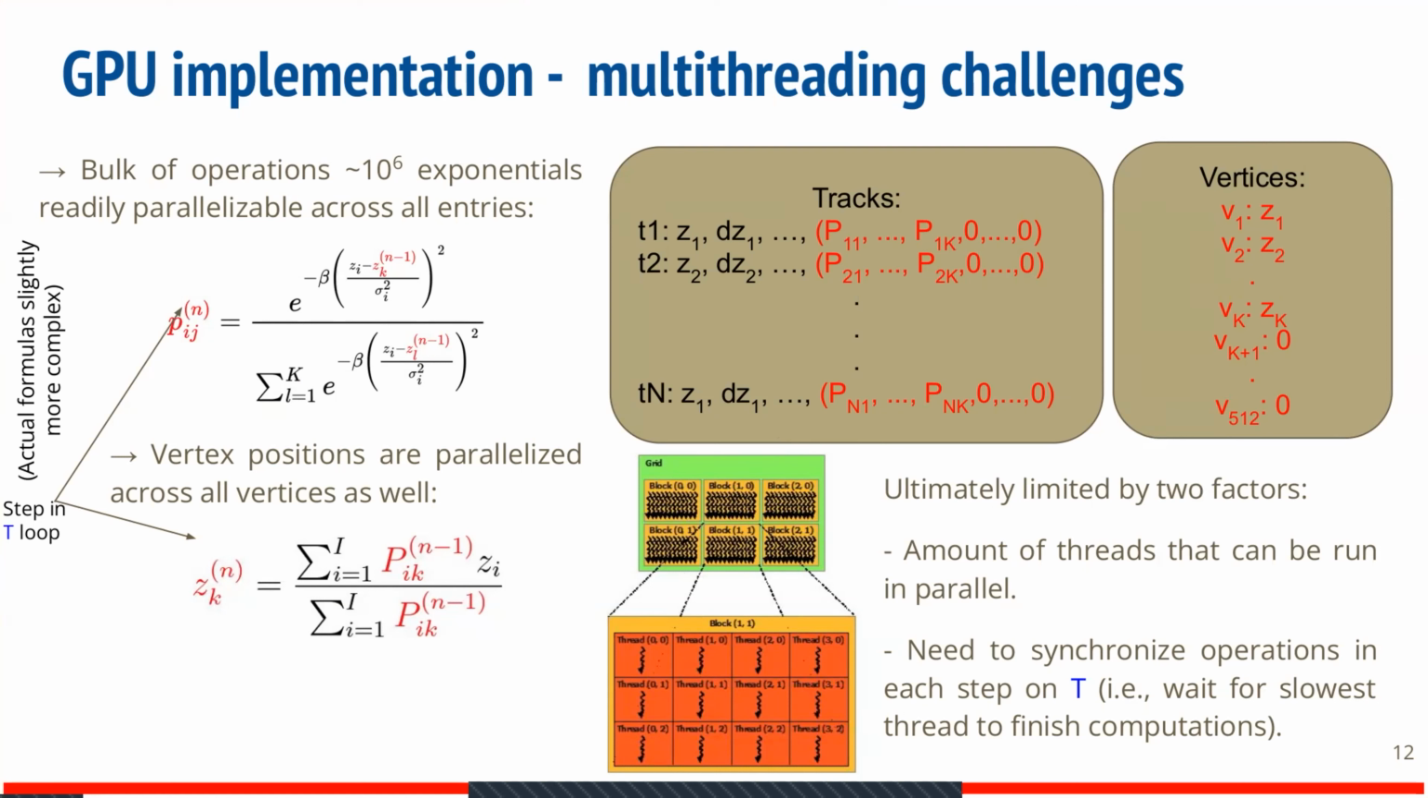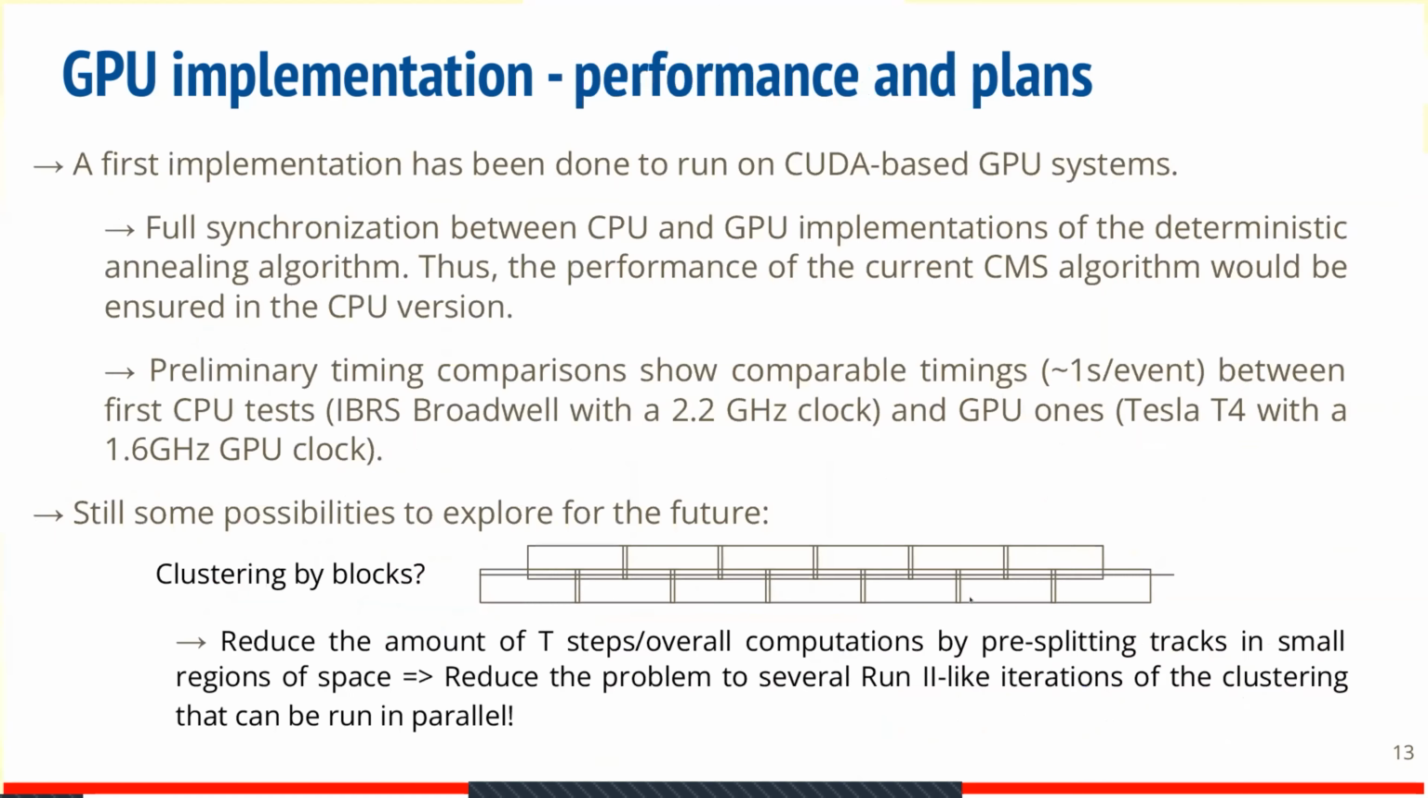The only problem we reach here is that, as we need to synchronize all of the threads after we do an updating step of these quantities, we are somehow limited nonetheless by the number of threads in the GPU. So we cannot, of course, parallelize 10 to the 6 quantities at the same time. That said, we have managed to put this into a GPU, and in fact we already have a first implementation of this deterministic annealing running on both a CPU and a GPU.